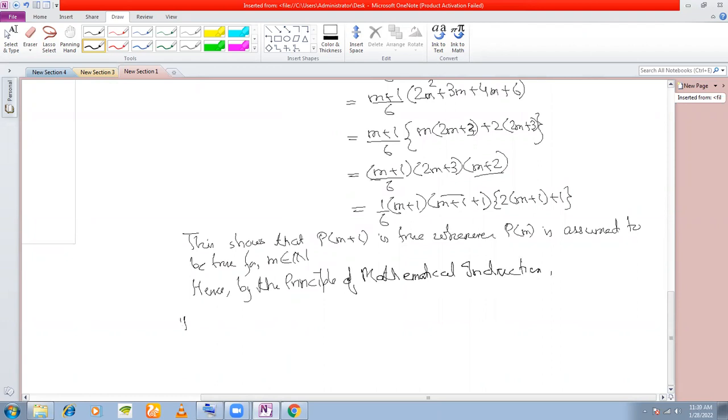Induction P(n): 1 square plus 2 square up till n square is equal to n into (n plus 1) into (2n plus 1) by 6 is true for every natural number n. Yeah, induction.